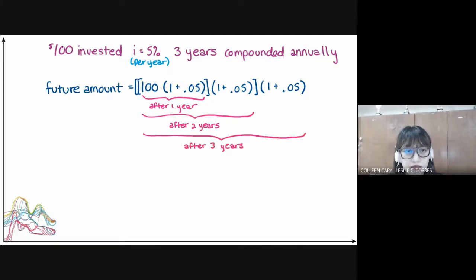Another way to write this would be just to say that the future amount is equal to the original amount of 100 times 1 plus 0.05 to the third power.